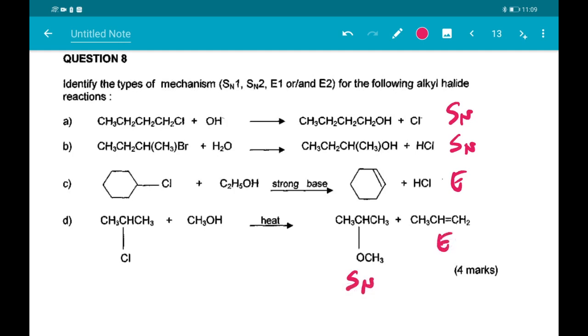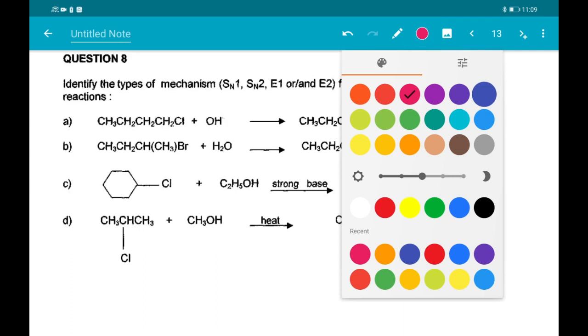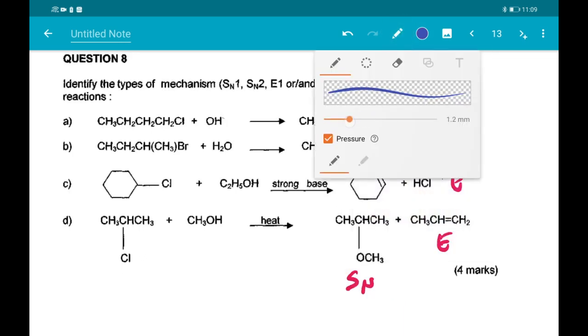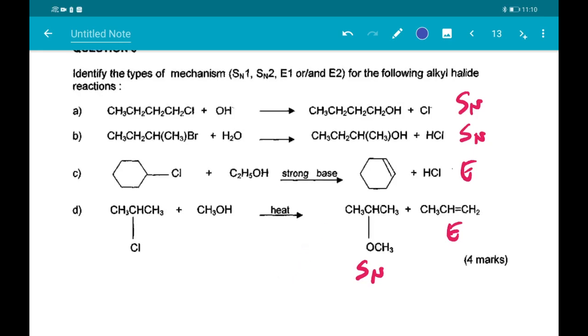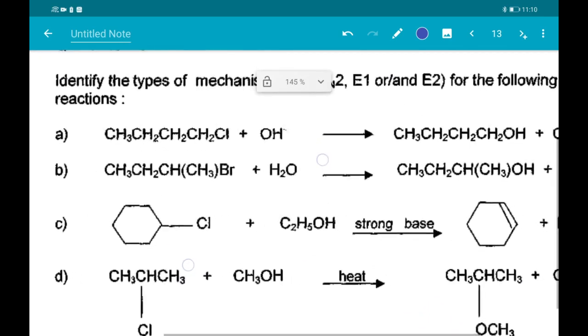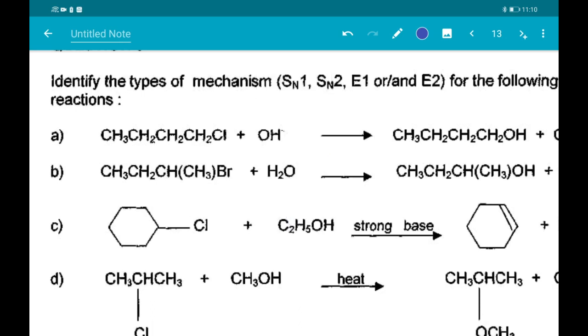Our challenge here is to determine whether it proceeds under a bimolecular or unimolecular mechanism. So let's take into account the two factors that we have discussed earlier. First and foremost, let's determine the type of alkyl halide that we are using. For the first question, I would like to zoom in a little bit. If we draw back the structure, it will look like this.